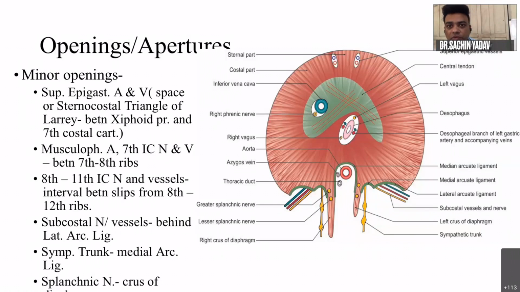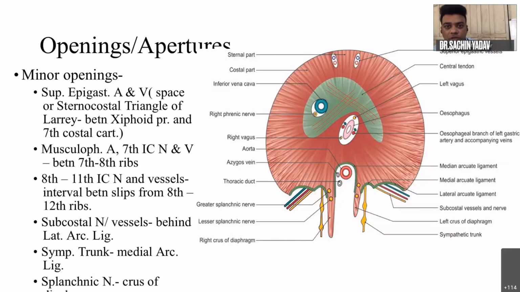that is the seventh intercostal nerve. Okay, and the vein between the seventh and the eighth rib. Then we come to the 8th to 11th intercostal nerve and vessel, that is in the interval between the slips of the 8th and the 12th rib, and the subcostal nerve and vessel behind the lateral arcuate ligament. So you can see the lateral arcuate ligament, there are three structures, artery, vein, and the nerve, that is the subcostal vessels and the nerve.